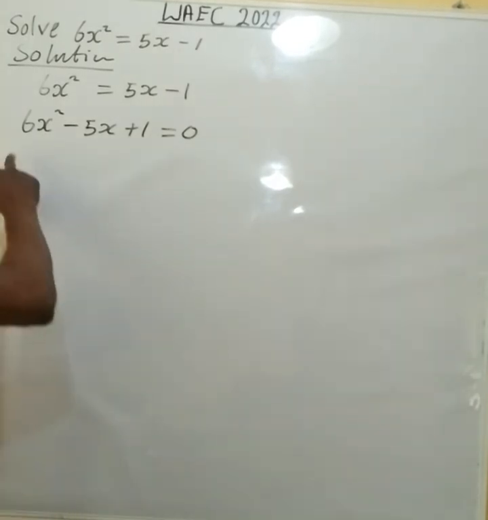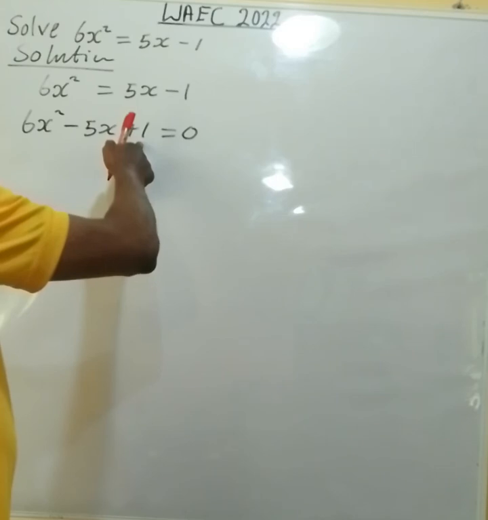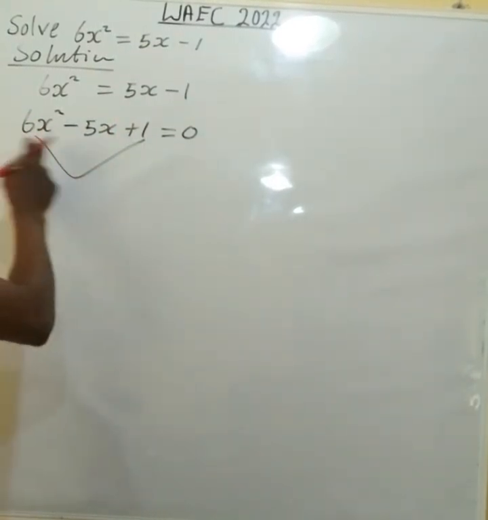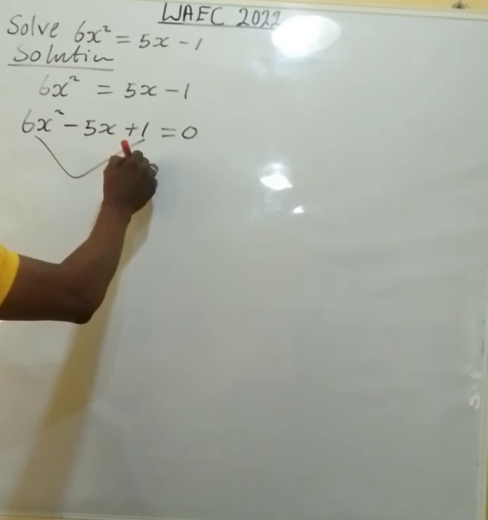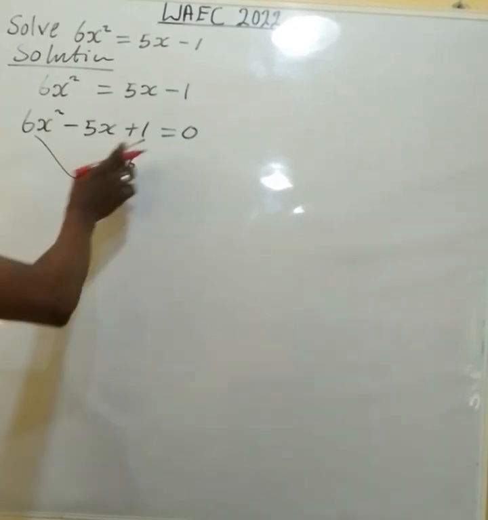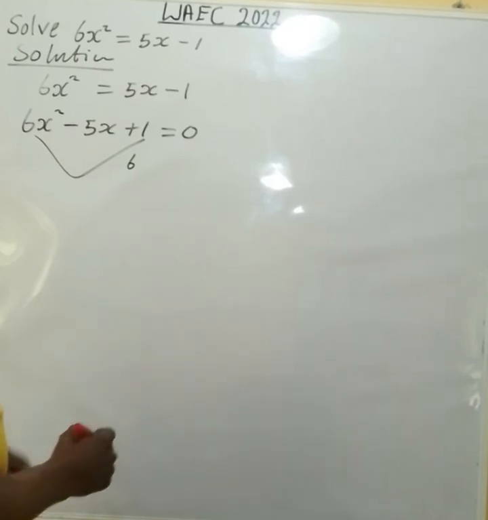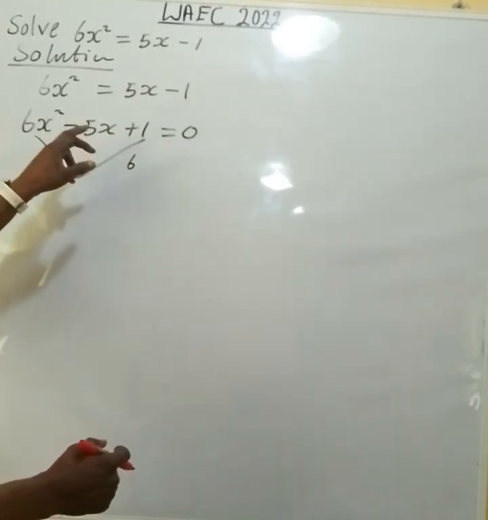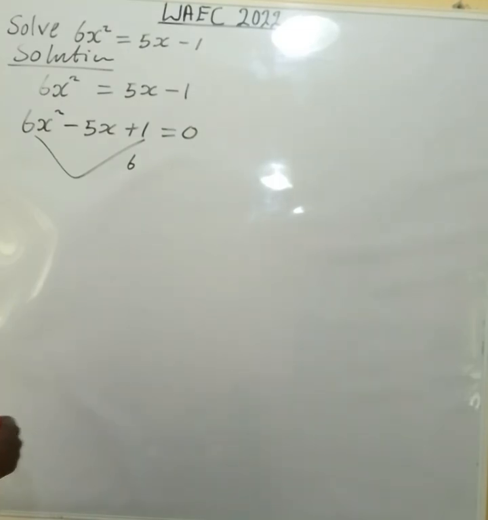So now, this 6, the coefficient of x squared here, we multiply it by 1. Like this, in elementary class, we will tell you like this. So it will be 6 times 1, and this will give you 6. Okay? So which means you now think of two numbers that when you multiply the two together, it will give you 6, and when you add them together, it must give you minus 5.